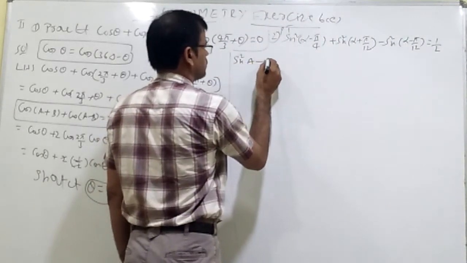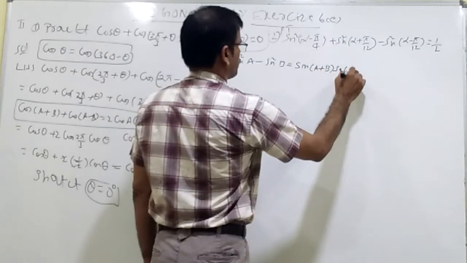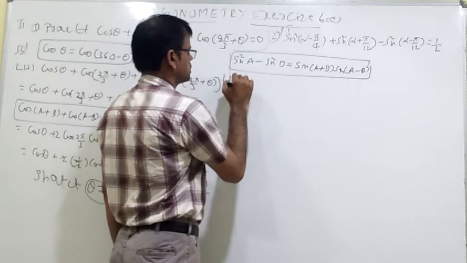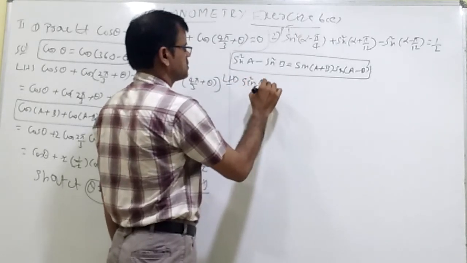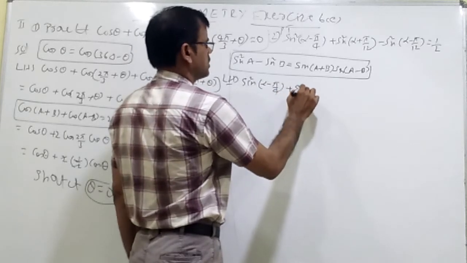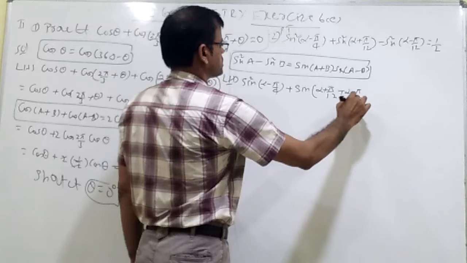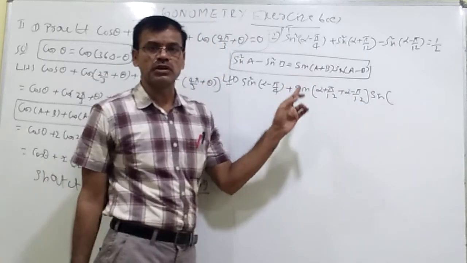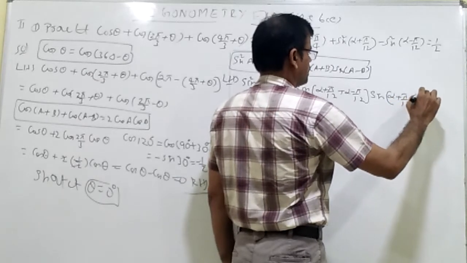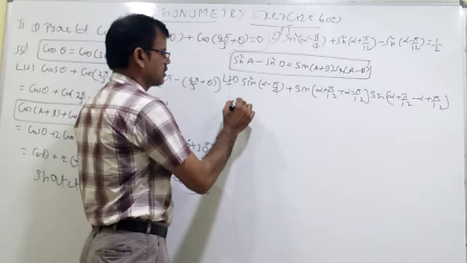Before going to discuss the sum, let us remember the formula: sin square A minus sin square B is equal to sin of A plus B into sin of A minus B. So for the LHS I am taking the formula sin of A plus B into sin of A minus B. Here we have sin square of alpha minus pi by 4 plus, now sin of A plus B you should write like this: sin of alpha plus pi by 12 plus alpha minus pi by 12, into sin of A minus B, which you should write as alpha plus pi by 12 minus alpha plus pi by 12, because whenever you are doing minus the signs will be changed.